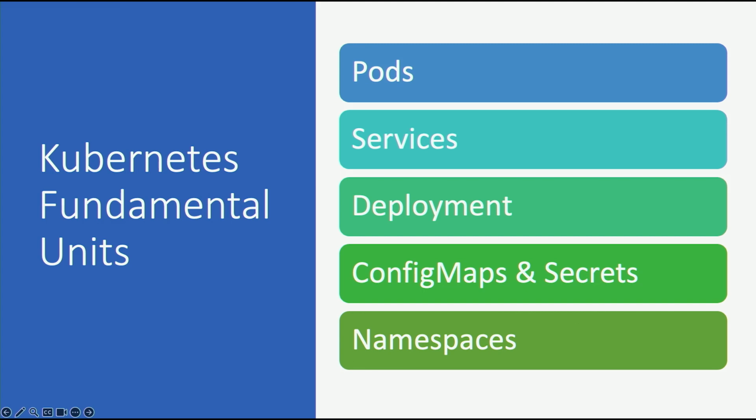Config maps and secrets. These are objects that make it easy to essentially share sensitive information such as API keys, database passwords, without revealing them to others. The config maps also provide ways of configuring your cluster.